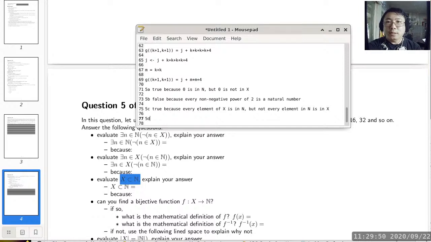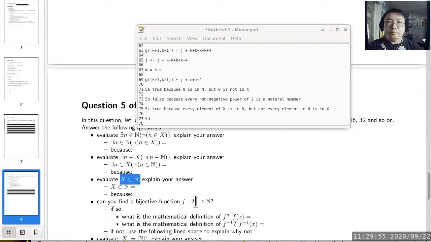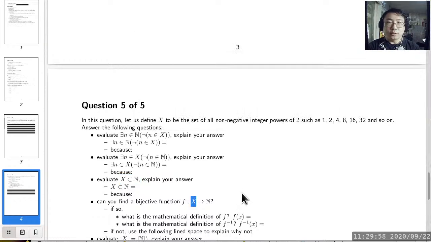So now 5D is asking, can you find a bijective function f so that it takes the set of all the non-negative powers of 2 and maps those to natural numbers? Okay, if so, what is the mathematical definition of f? F of x equals 2 blah blah. And what is the mathematical definition of f inverse? Because I want you to find not just a function, it has to be a bijective function. And if we know that f is a bijective function, it must have an inverse function. So we want to know how those two are defined.